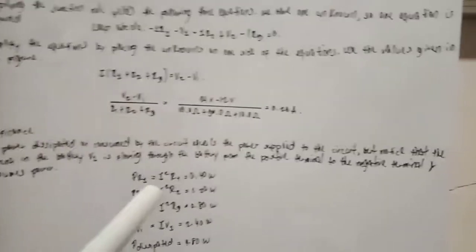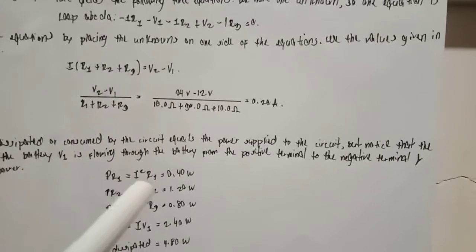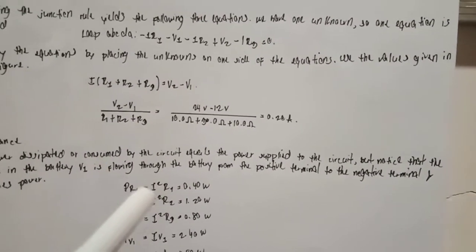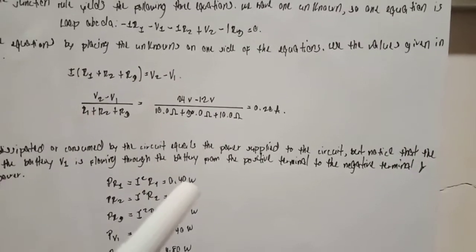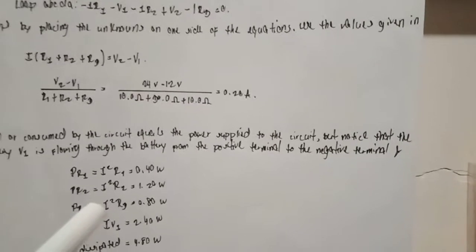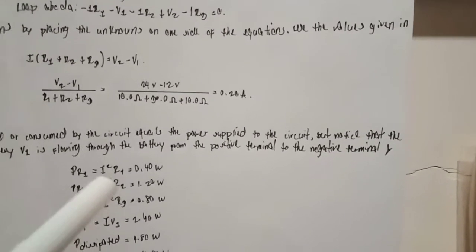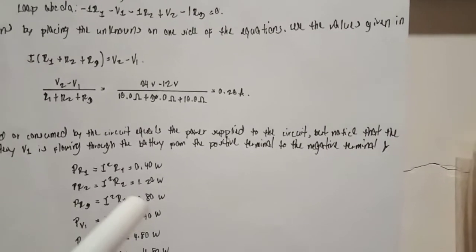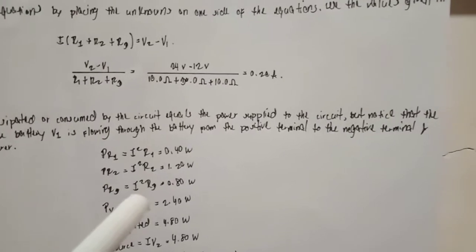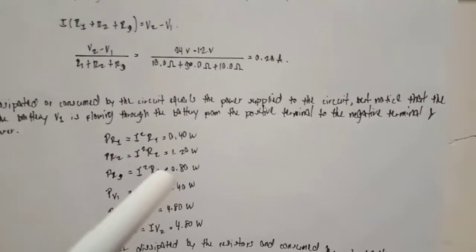P of R sub 1 is equal to I squared R sub 1, which is equal to 0.40 watts. P of R sub 2 is equal to I squared R sub 2, which is equal to 1.20 watts. P of R sub 3 is equal to I squared R sub 3, which is equal to 0.80 watts.